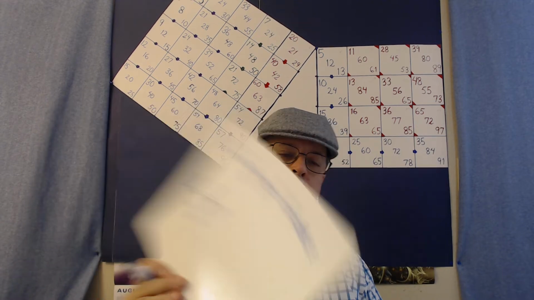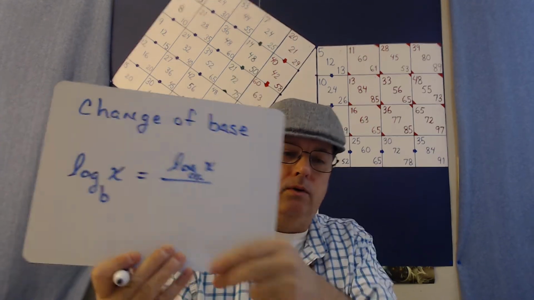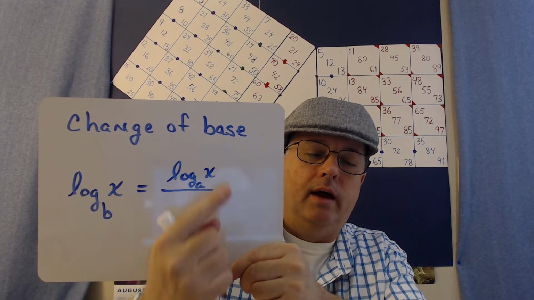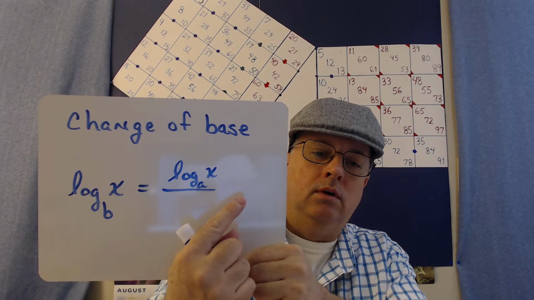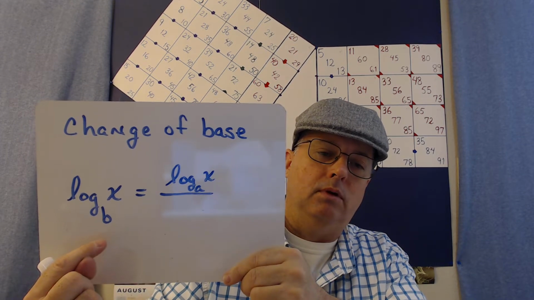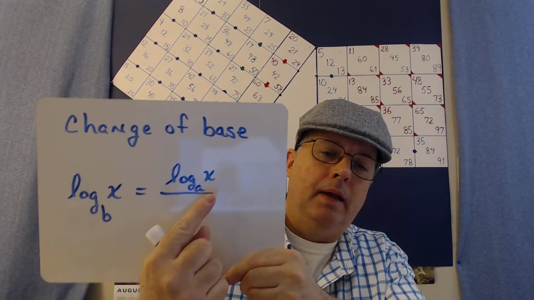It goes like this. If you have log base b of x, then that's the same as the log base a of x, as long as you remember that it wasn't base a, it was base b to begin with. So we're changing from base b to base a.